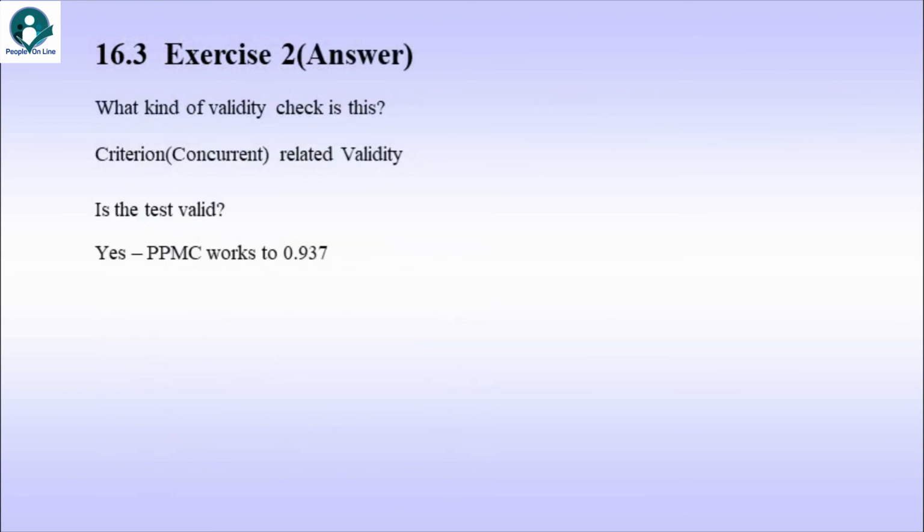Answer to exercise 2. The question was, what kind of validity check is this? Answer is criterion related validity. We can also call it concurrent validity. And is the test valid? Answer is yes, because if we use Pearson's product moment correlation coefficient, it works out to 0.937, which is a pretty high value.